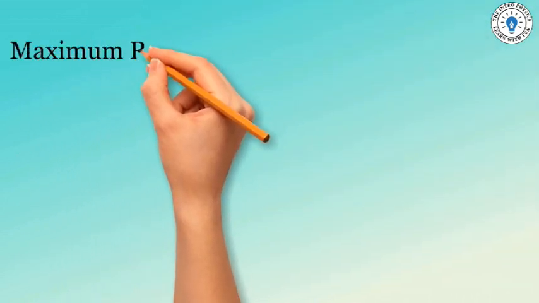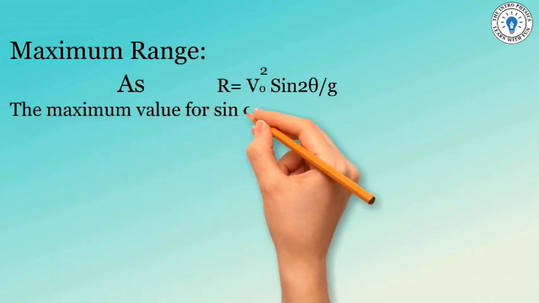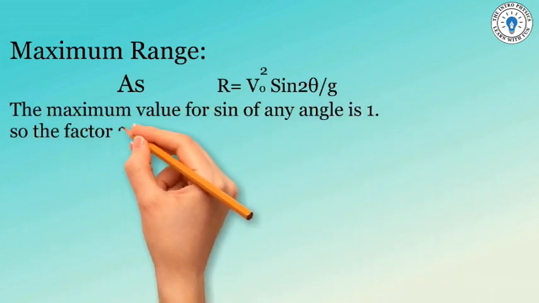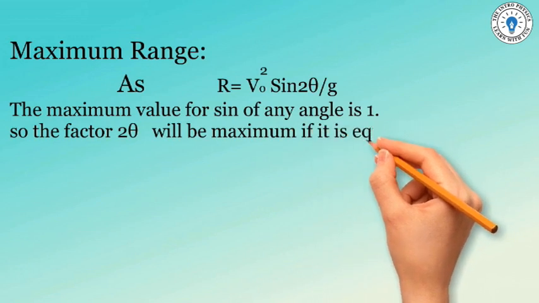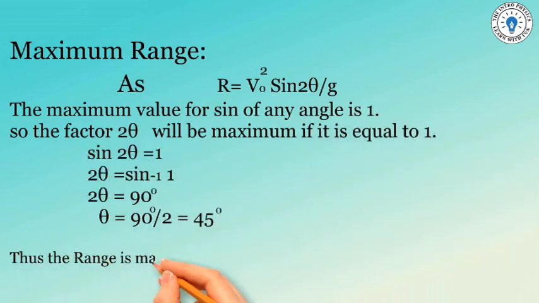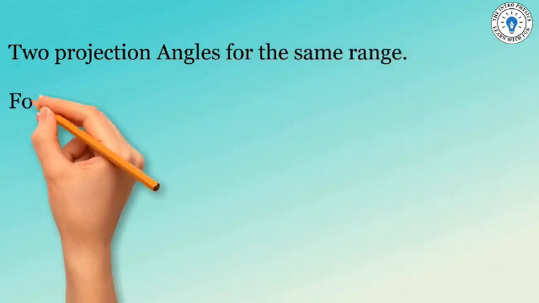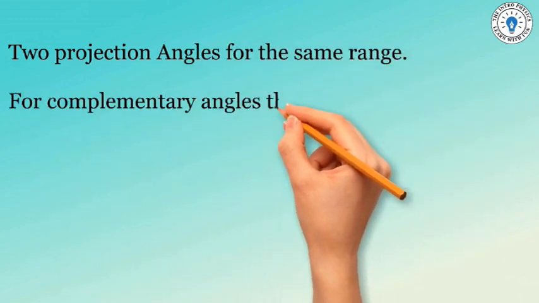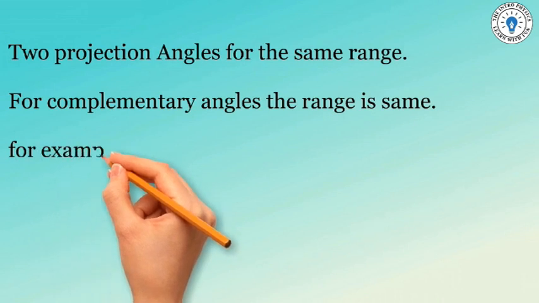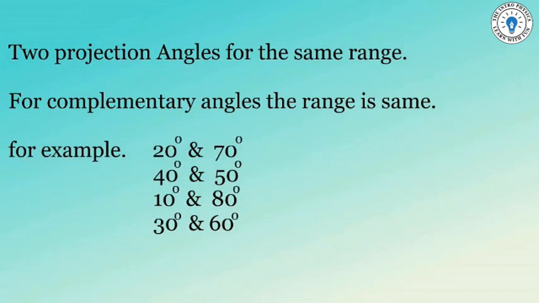Now for maximum range. Range is maximum at 45 degrees. Two projection angles for the same range: for complementary angles, the range is the same. For example, at 20 degrees and 70 degrees, 40 and 50, 10 and 80, and 30 and 60 degrees.